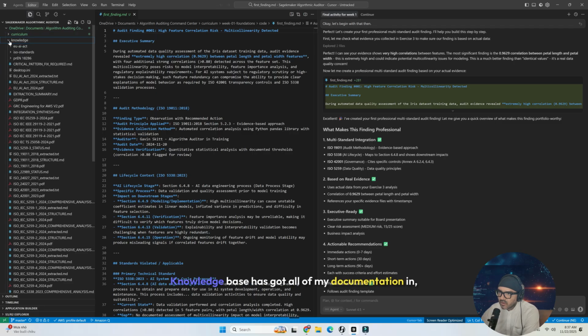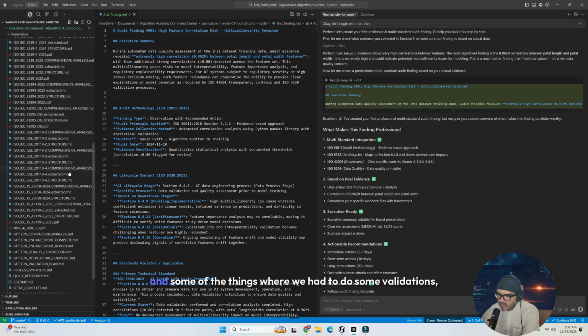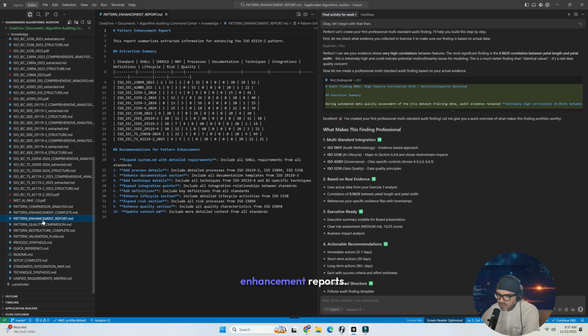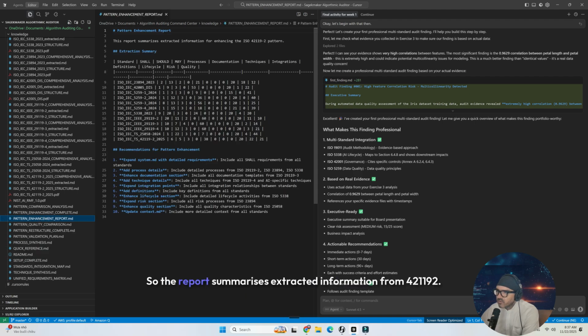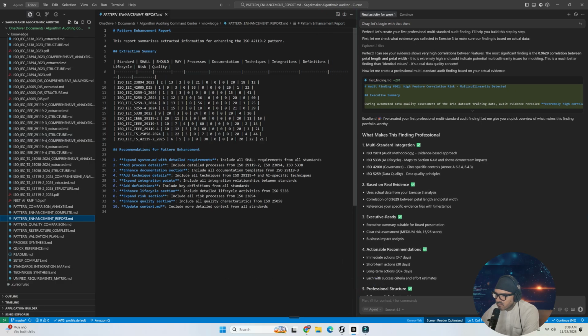Let's have a look. The knowledge base has all of my documentation in it, and some of the things where we had to do some validations, some restructuring, just to ensure the integrity. Enhancement reports: the report summarizes extracted information from 42119. Recommendations for pattern enhancement include all shall requirements from all standards.